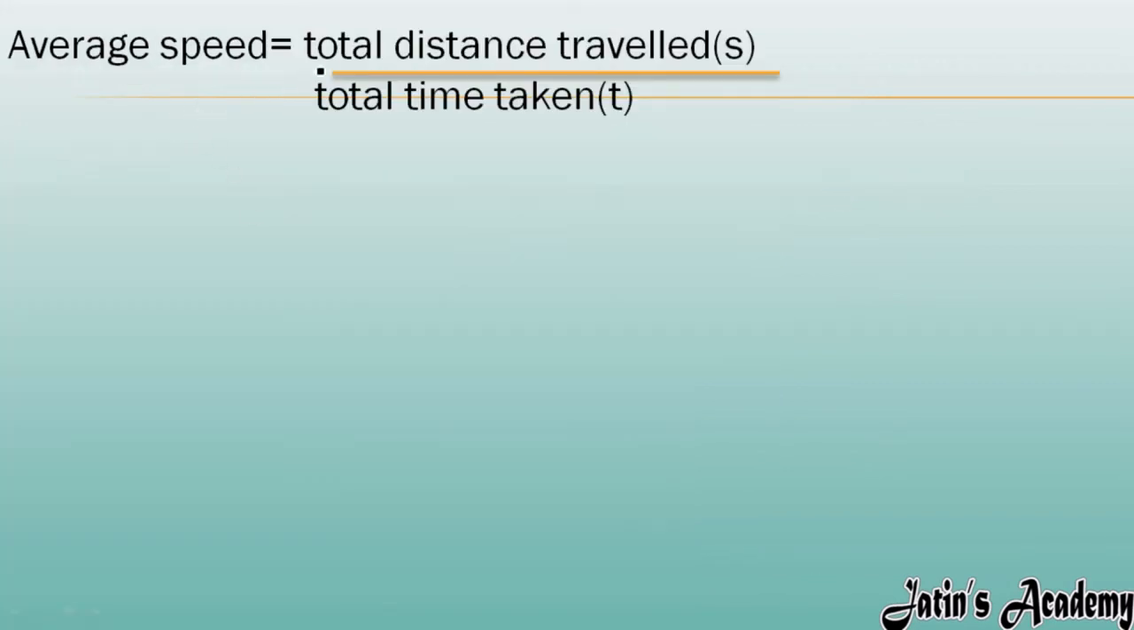Now see the formula for average speed. As we have learned, speed is equal to distance upon time. Now we will see the formula for average speed. Average speed is equal to total distance traveled over total time taken.